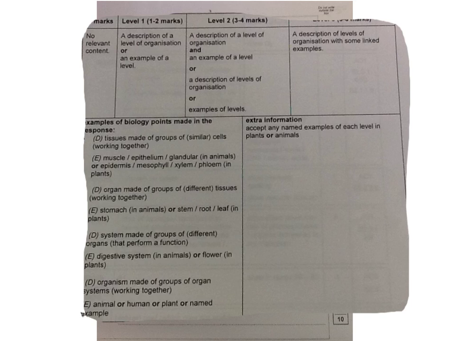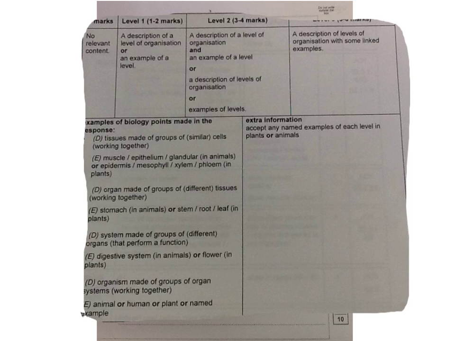The next level of organisation, we have got organs, and it specifically needs a description of organs to say organs are made of groups of different tissues that are working together. So you could say that in the heart you've got muscle tissue and you've got epithelial tissue. Okay, so it's a description of two different tissues working together.